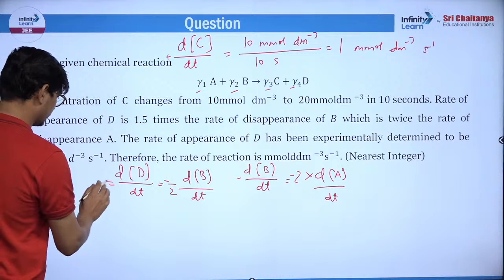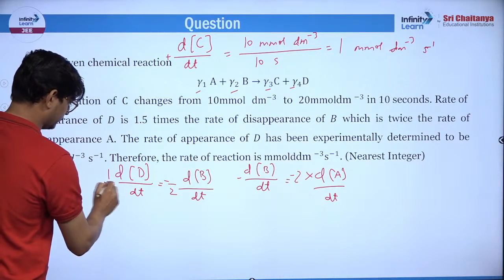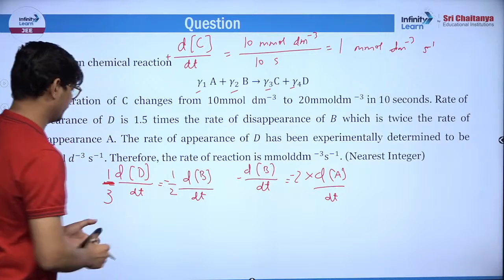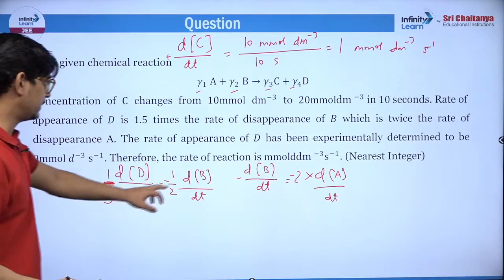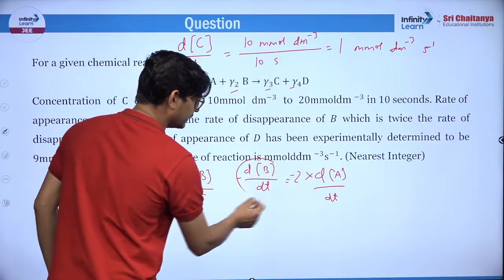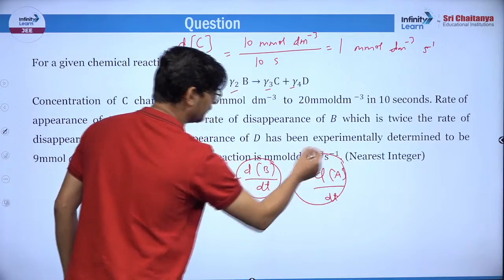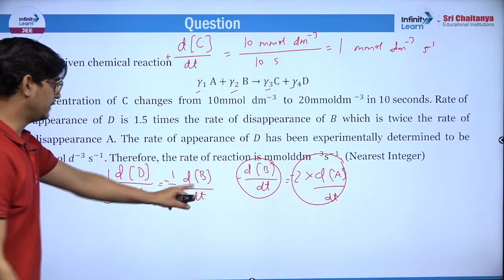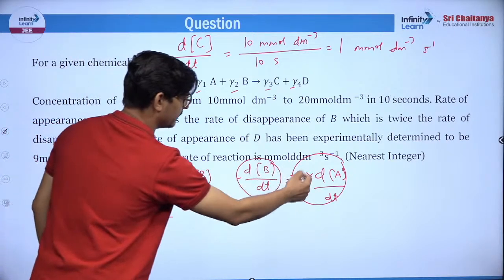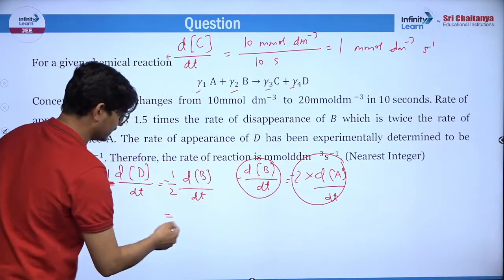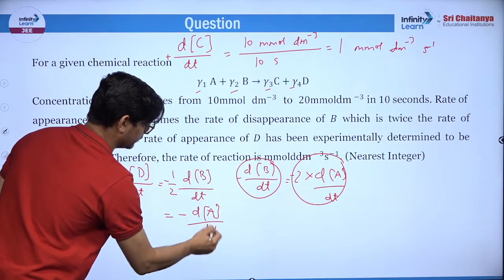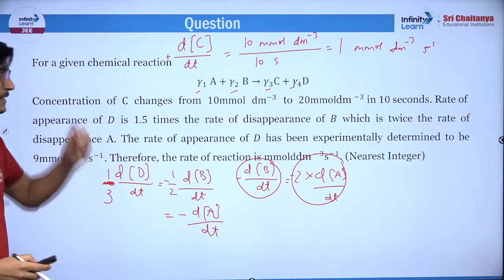So this will become 1 by 3 of dD by dt is 1 by 2 of dB by dt. Okay. Now dB by dt itself is twice of dA by dt. So dB by dt, when you replace it by 2 of dA by dt, 2 and 2 cancel, so it is just dA by dt. Is that clear, guys? I hope this is clear.